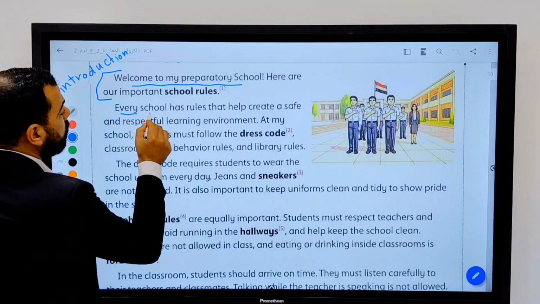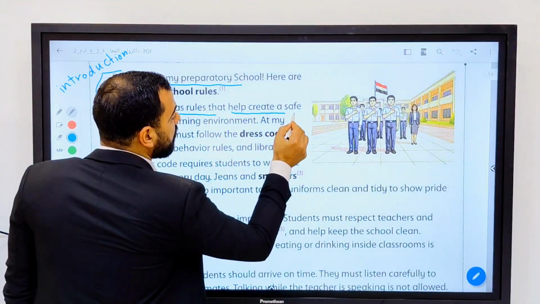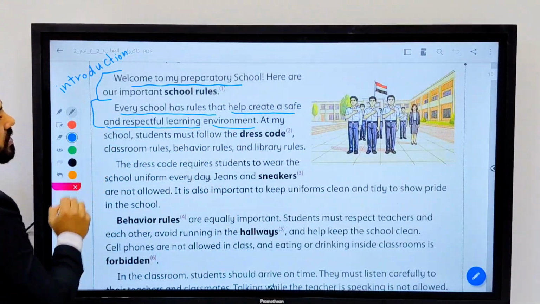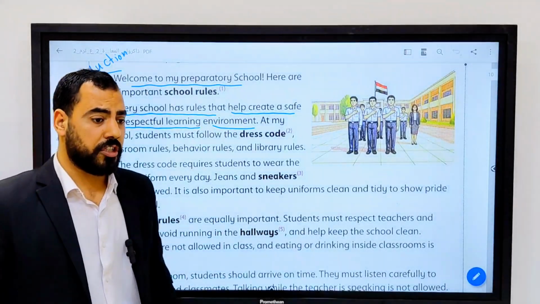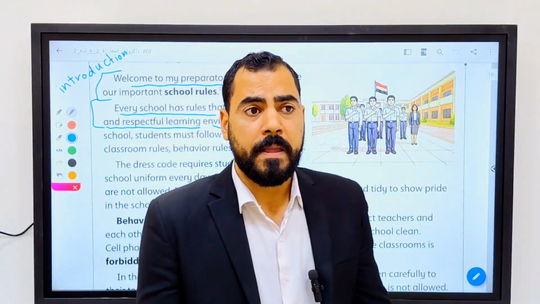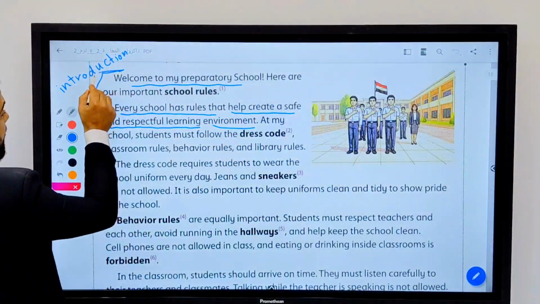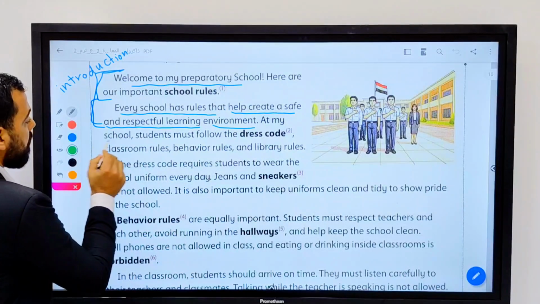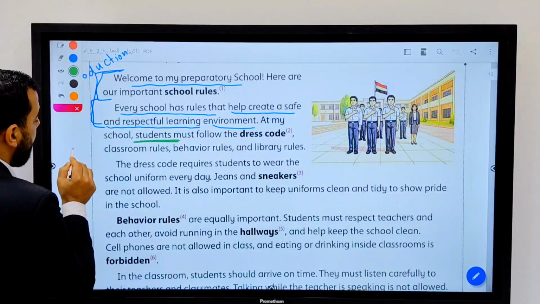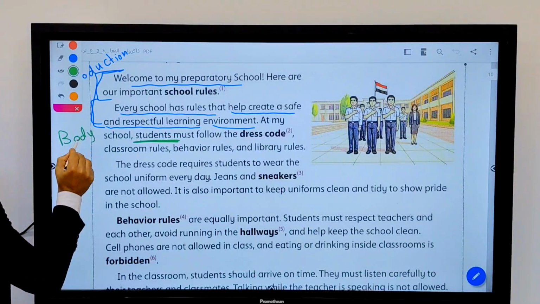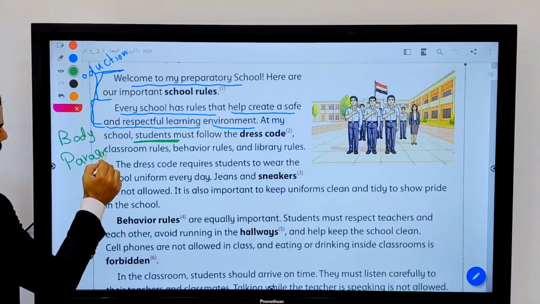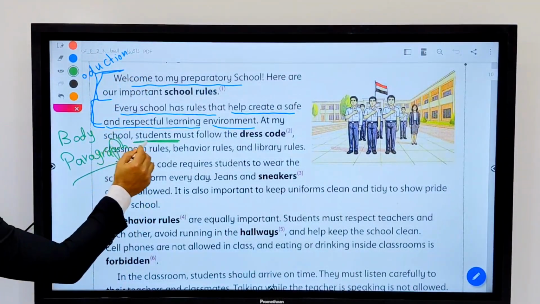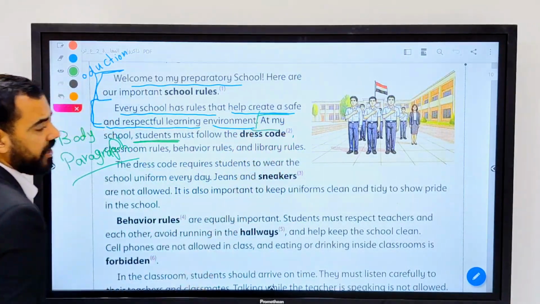Every school has rules that help create a safe and respectful learning environment. This is also a part of the introduction because he doesn't mention the school rules yet, but he is introducing them. At my school, yes, this is the first part in the body paragraph. So this part is the introduction, but that is the beginning of the body paragraph.